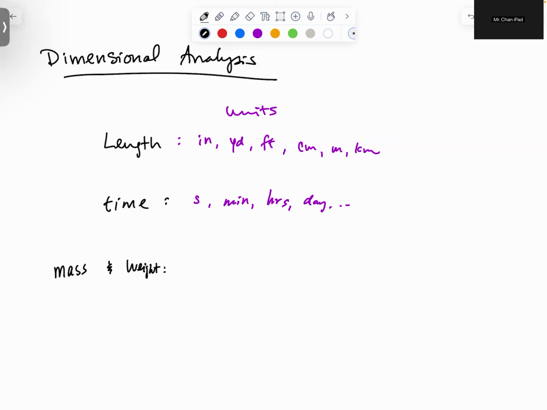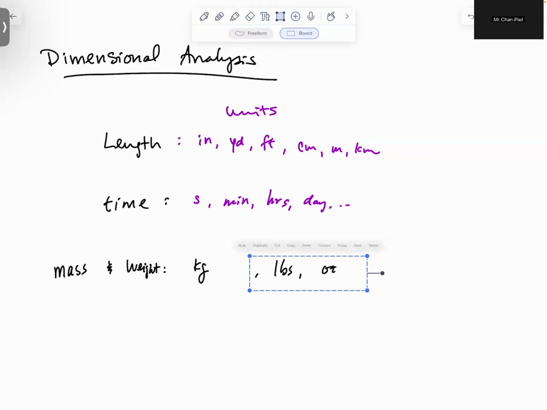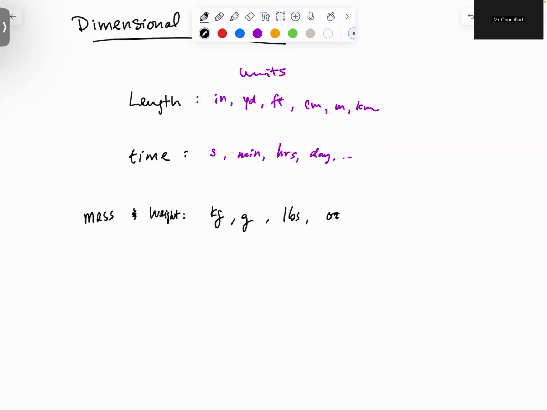So what's mass and weight? You can have kilograms, you can have pounds, okay, you can have ounces. Okay, so these are the units. You can also have grams, of course. After kilograms, you can have grams. Okay. Good. Anything else? Anything else? Now, there are some other dimensions or some quantities that are a combination of multiple dimensions.